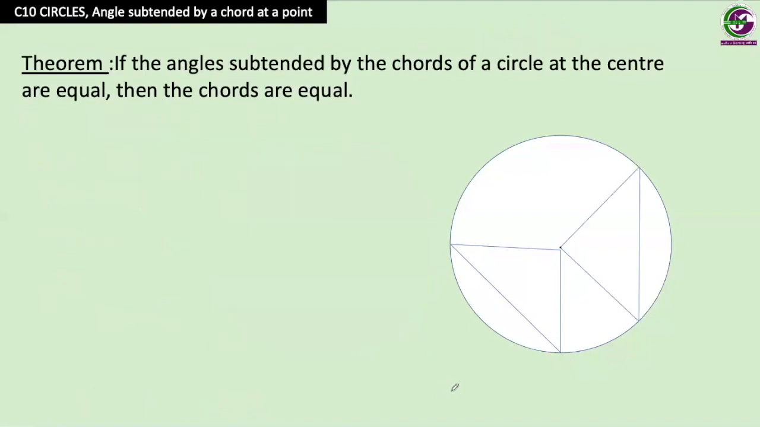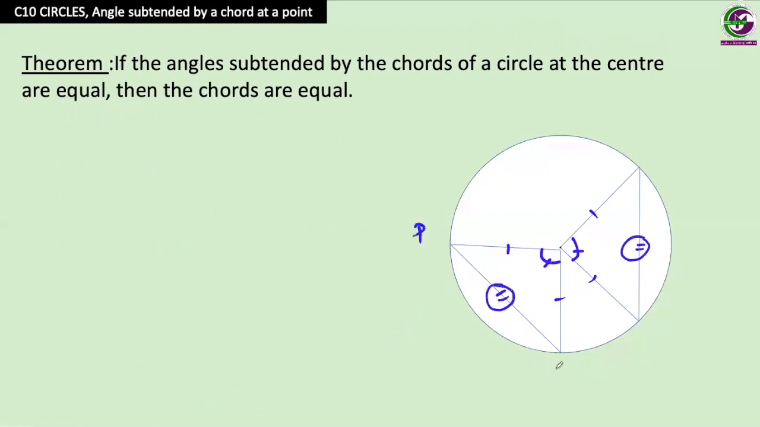Let's see the converse of the given theorem. If the angles subtended by the chords of a circle at the center are equal, the chords are equal. These two angles are equal. And this is a circle, so all radii are the same. We have to prove that the chords are the same. This is what we have to prove.